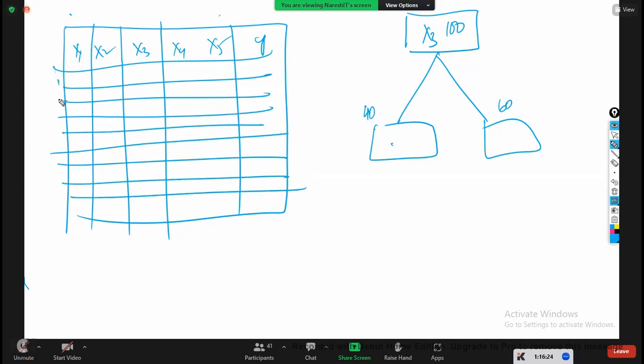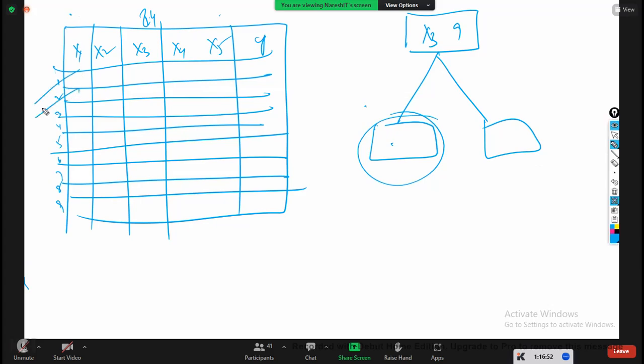Okay, 1, 2, 3, 4, 5, 6, 7, 8, 9. Total 9 records are there initially. Out of the 9 records, this column has the highest information gain, and I have split the data. After splitting, it has to be split into 2 parts, which means some of the records go to this side and some go to the other.